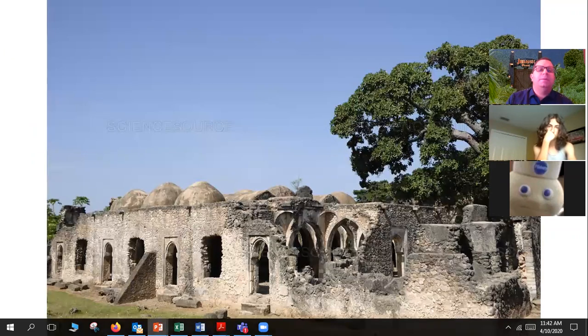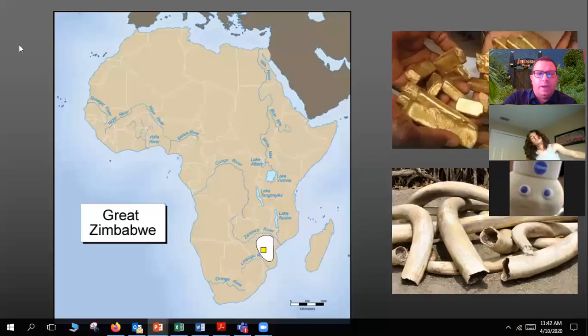Here's another picture of the same mosque. And so you can see Islamic influence here. You see the arches, you see the domes. These are all elements of Islamic architecture that have made their way into Africa. So this would be, again, an example of syncretism.